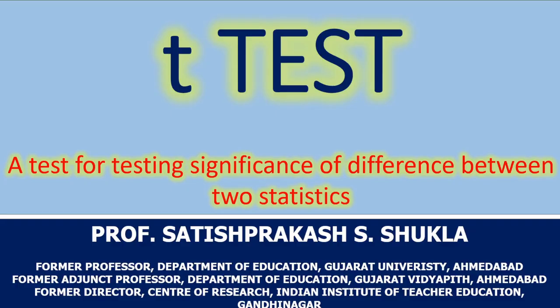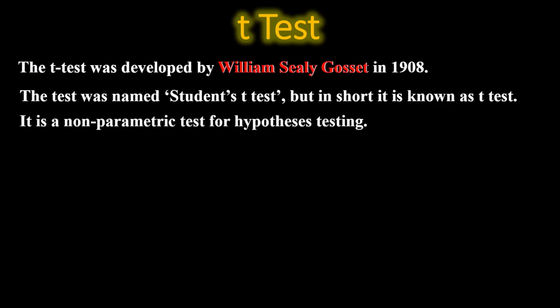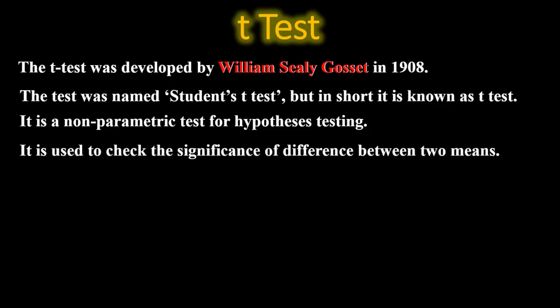Let us start with a small introduction of t-test. Friends, t-test was developed by William Sealy Gosset in 1908. The test was named Student's t-test initially, but in short it is known as t-test nowadays. It is a parametric test for hypothesis testing. It is used to check the significance of difference between two means.